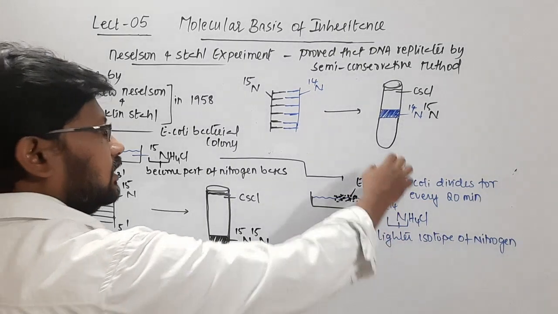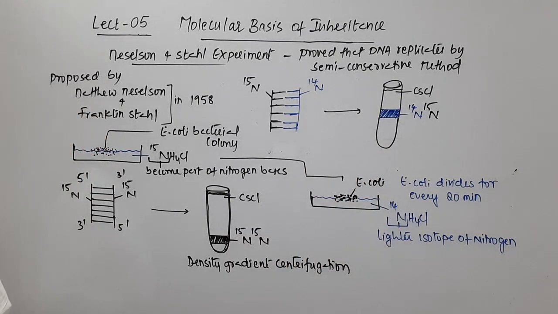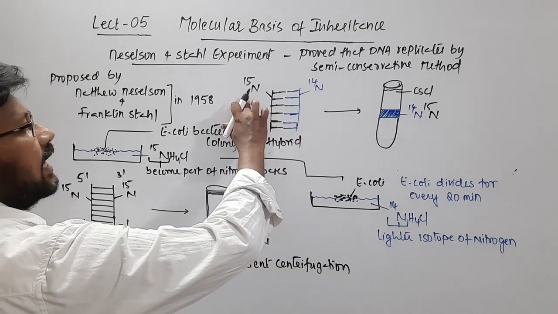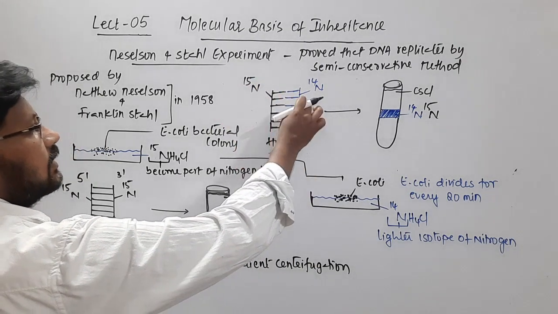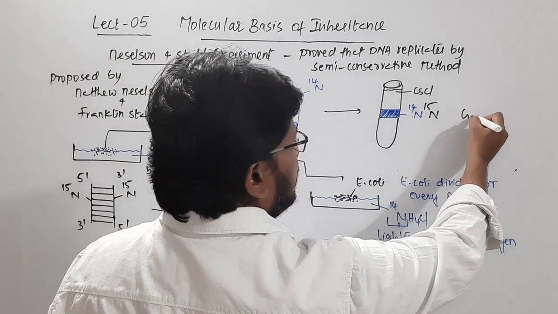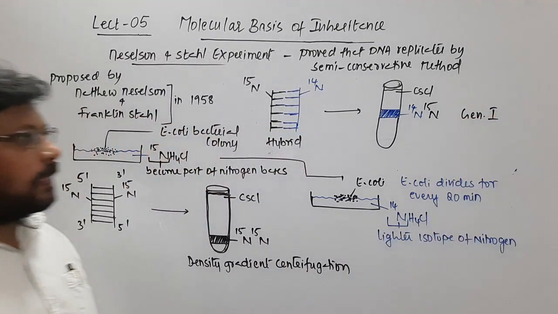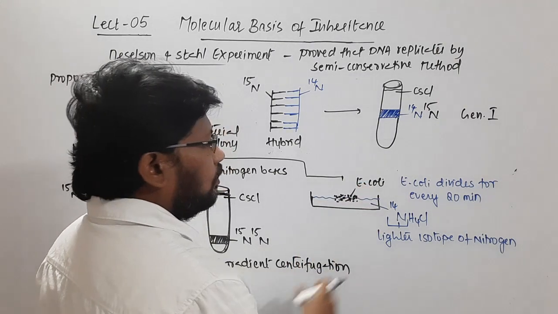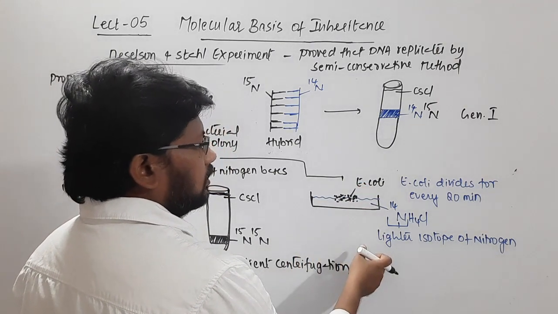So this will be the first generation of E. coli bacteria, and you are going to get a hybrid, because it has one strand with N15 and another strand with N14. So this is generation 1. Now they continued the E. coli to grow on this medium for 20 more minutes.